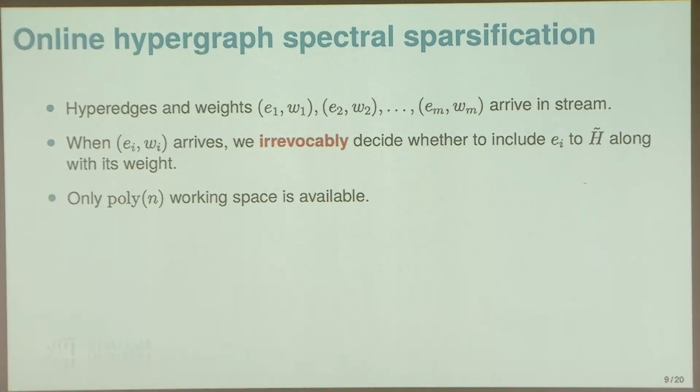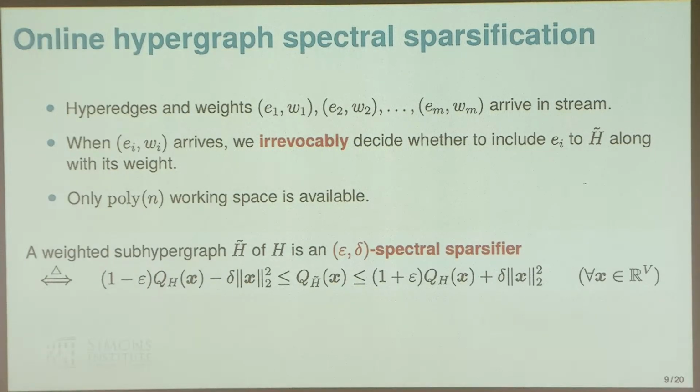So let's see the problem setting. Hyperedges and weights arrive in a stream, from (e_1, w_1) to (e_m, w_m), where m is the number of hyperedges, so it can be exponential in n. Actually, this is not just streaming, I'm talking about the online setting. When the i-th edge-weight pair arrives, we irrevocably decide whether to include e_i in H tilde along with its weight. H tilde is the final sparsifier we are going to output. And we just have poly(n) working space. The question is whether we can do this.